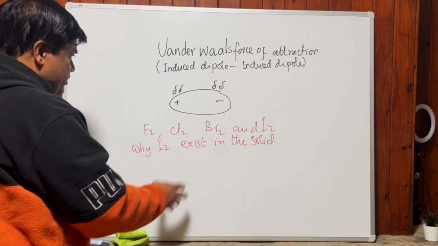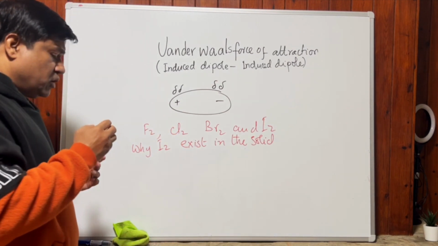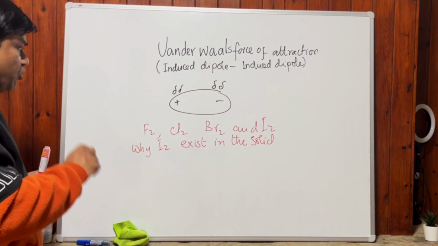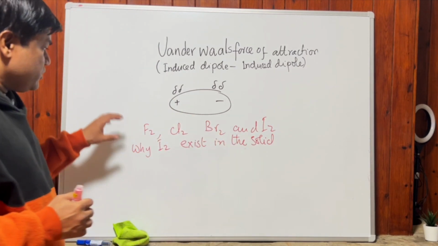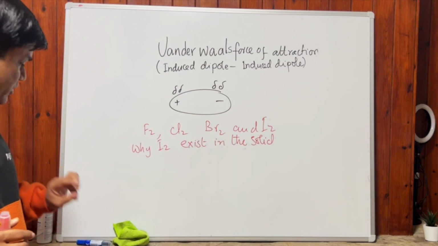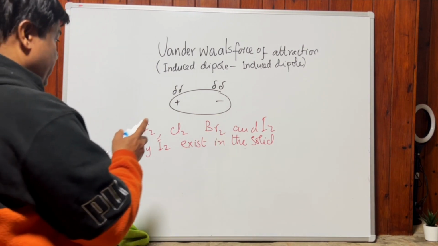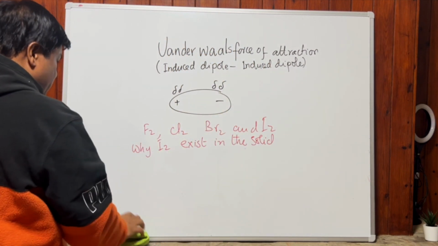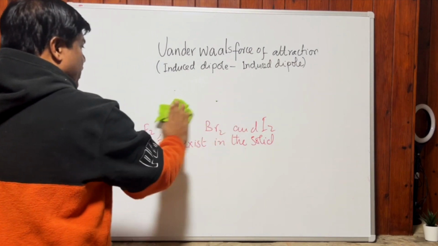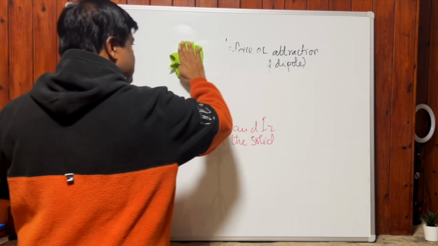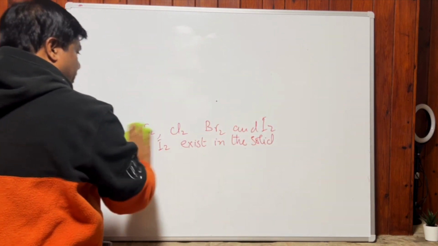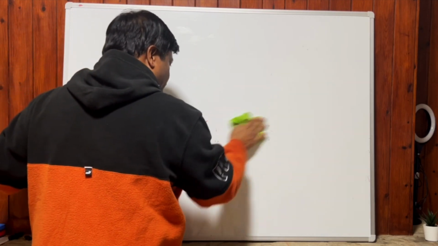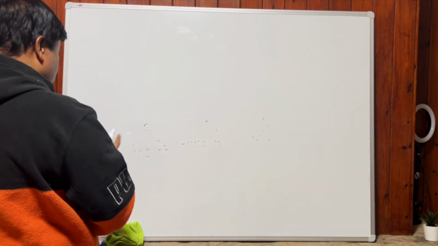So what are the consequences of Van der Waals force of attraction? Boiling point increases due to the presence of Van der Waals force of attraction. The molecule has a higher boiling point. Let's check one more example. Van der Waals force of attraction is also called induced dipole interaction, and it is also named London forces.